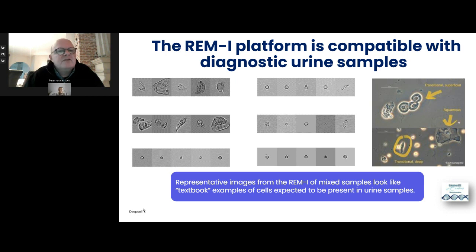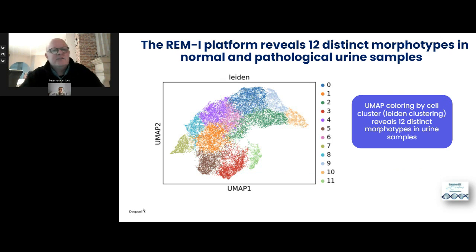Now, what was for us very surprising, okay, the machine recognizes 12 distinct morphotypes. So 12 different clusters, which are illustrated by these different colors. And basically, if you look at the UMAP, so it's a statistical representation of how the morphologies in the different clusters look.